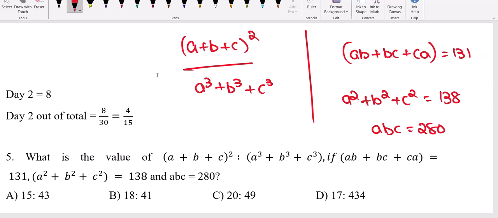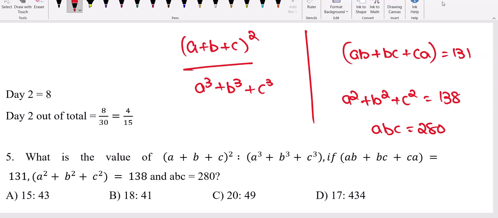Some people may say, sir, I'll assume values. Some of you may do the question by assuming something for a, b, c satisfying 280 and satisfying a square, b square, c square being 138, which is not easy. That's also fine, that's one method here. If you are very quick, 280 is 4 into 7 into 10.